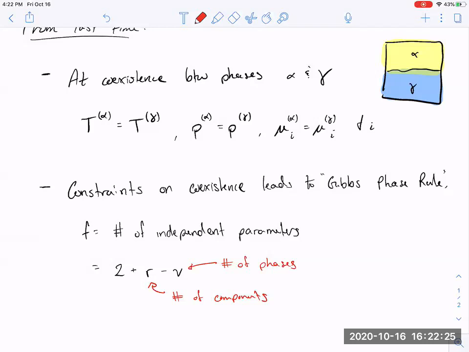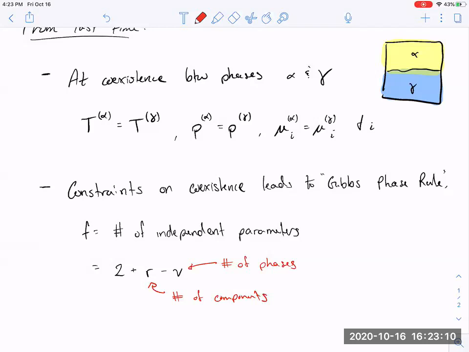So for a single component system, I can have a single phase, in which case I have two independent parameters. That's like saying that I can move around both in the temperature and the pressure. I can move both of those independently and stay in that one phase region. However, if I have two phases, so I'm at coexistence between two phases, like the liquid and the vapor, in a one component system, I only have 1 degree of freedom. So I can change the temperature, but if I change the temperature, I have to analogously change the pressure to stay on that coexistence line.